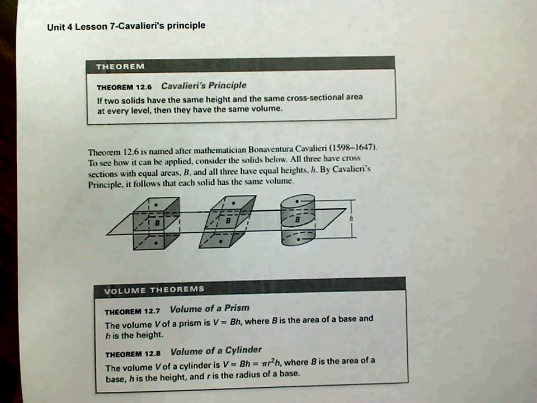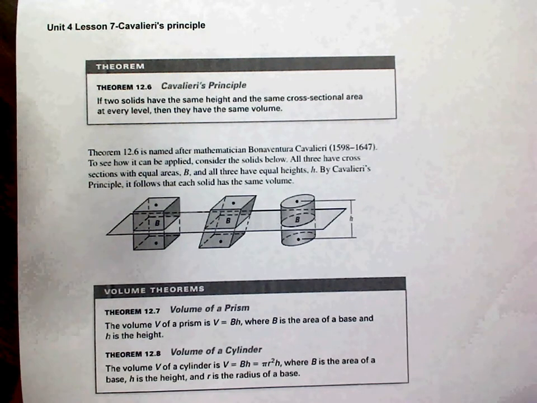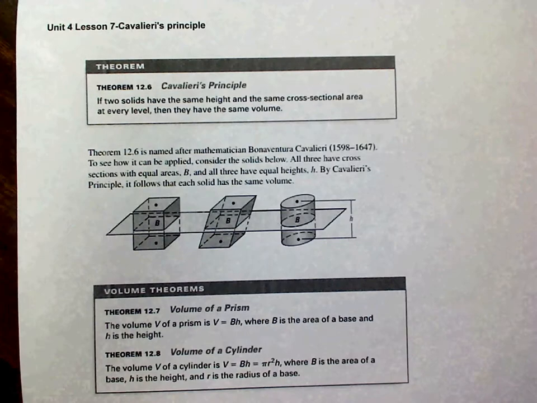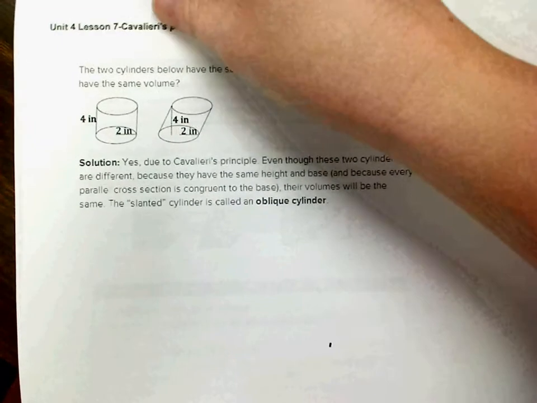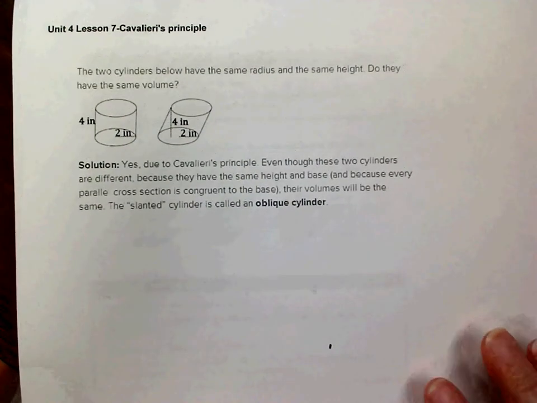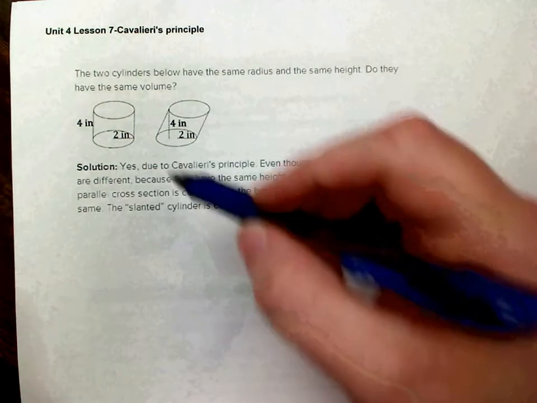So that means if you have a right prism or an oblique prism, as long as they have the same height and the same cross-sectional area, they're going to be congruent in their volumes. So let's look at a picture here and see if these 2 cylinders would have the same volume using Cavalieri's principle. Now this first one is what we would call a right cylinder.